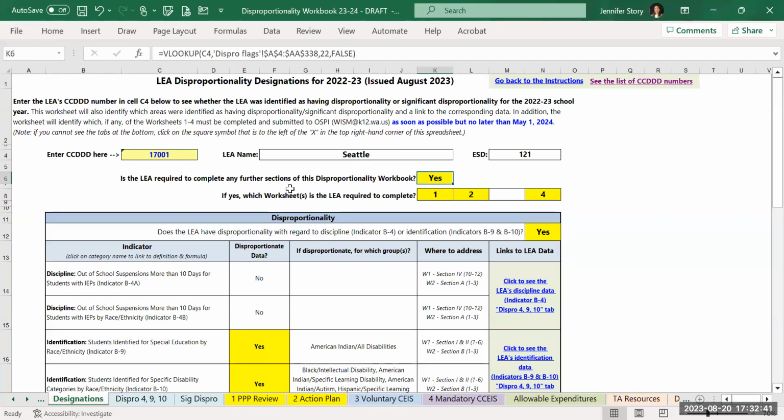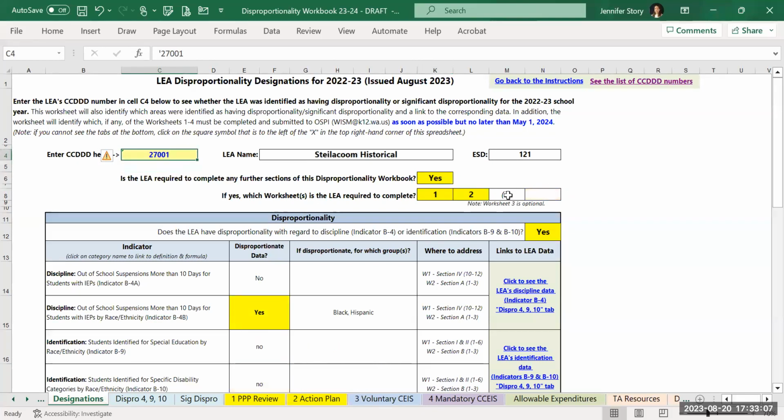If you are required to complete the workbook, the next line will tell you which of the worksheets you're required to complete. So there are 4 primary worksheets, and they are down here numbered 1, 2, 3, and 4. And this will tell you that this particular district is required to complete worksheets 1, 2, and 4. Worksheet 3 is an optional tab. It's actually the plan for implementing coordinated early intervening services, or CEIS, which is a voluntary activity that we'll talk about when we get to that worksheet. But if your district is not designated as significant disproportionality, then using some of your funds for CEIS is an optional activity. Again, we'll talk a little bit more about that when we get to that particular worksheet.